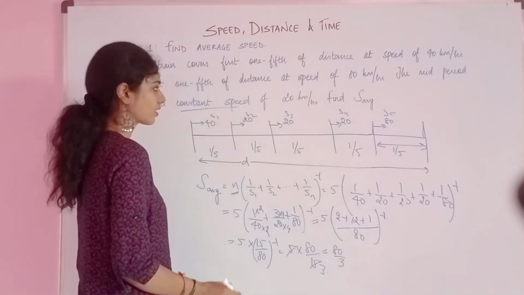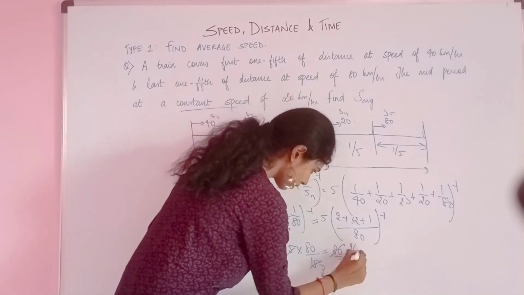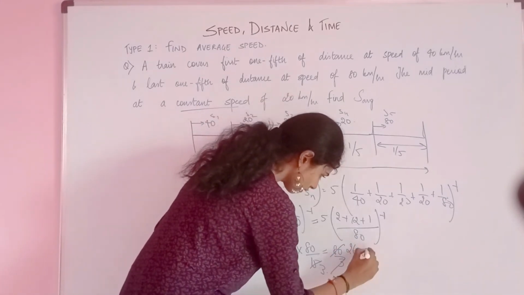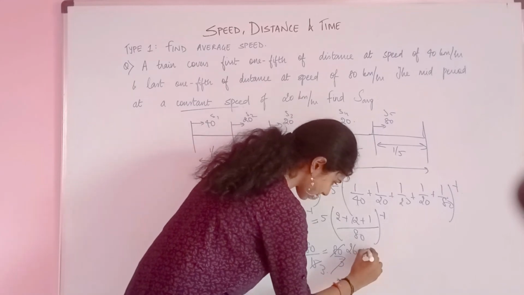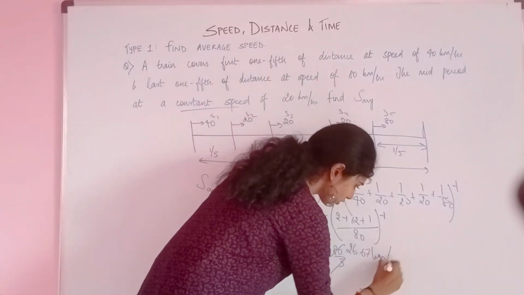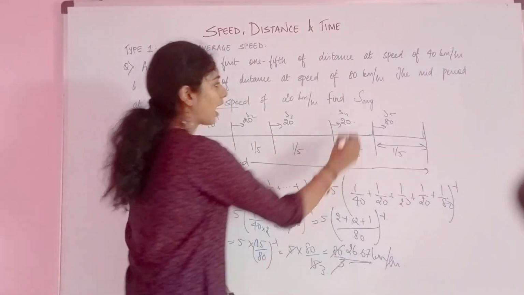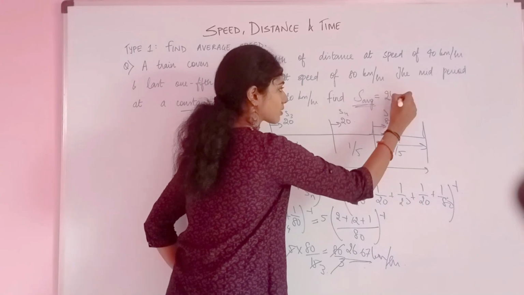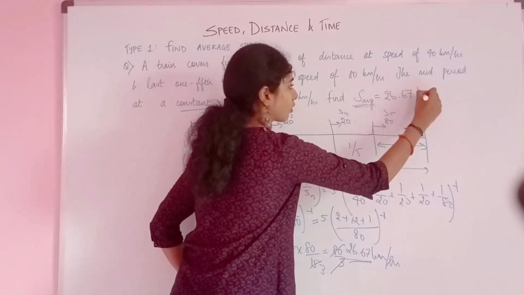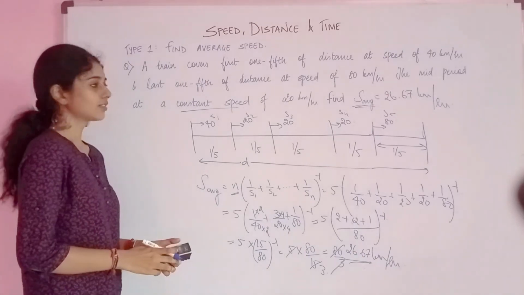80 by 3 is approximately 26.66, so it can be written as 26.67 kilometers per hour. So the answer is 26.67 kilometers per hour, our average speed. I hope you understood this question. See you in the next question.